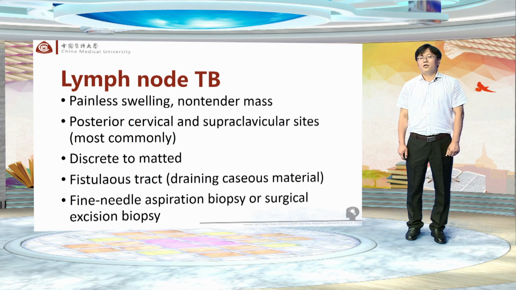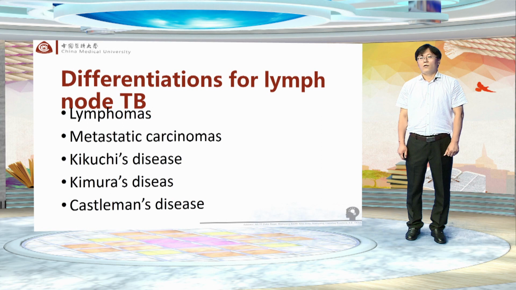To diagnose lymph node tuberculosis, we use fine needle aspiration biopsy or surgical excision biopsy. Of course, we need to do the differential diagnosis for lymph node tuberculosis. We need to differentiate it from lymphomas, metastatic carcinomas, Kikuchi disease, Kimura's disease, and Castleman's disease.